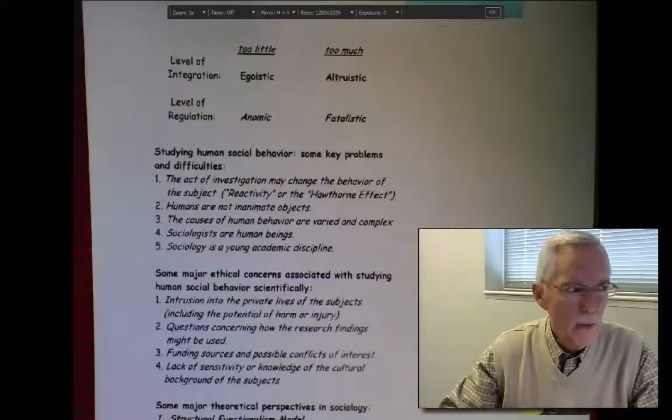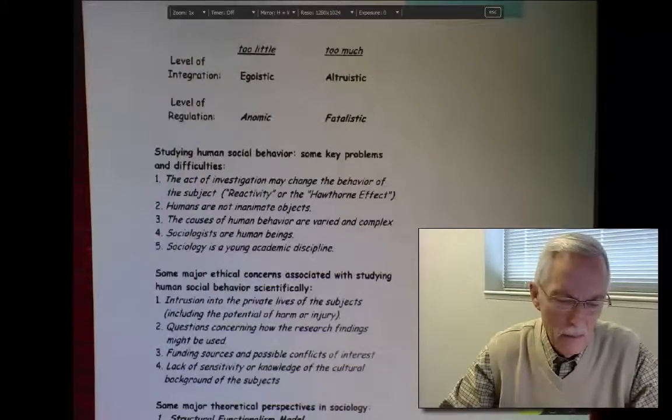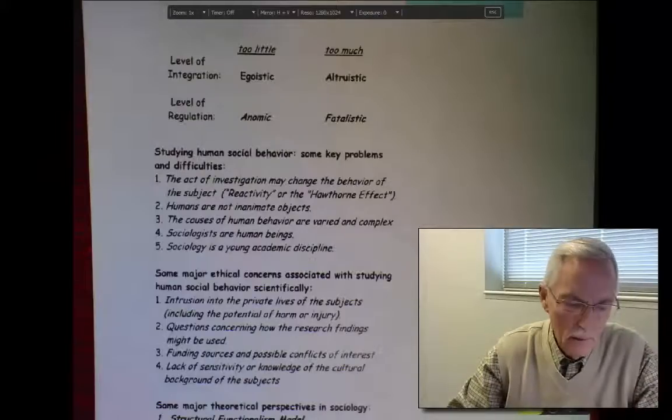And it's likewise difficult, particularly for social scientists like sociologists, to conduct their research in the same way that natural scientists do. For example, it might be very difficult, if not downright impossible, to study people in a controlled lab setting. Fourth, sociologists are human beings.